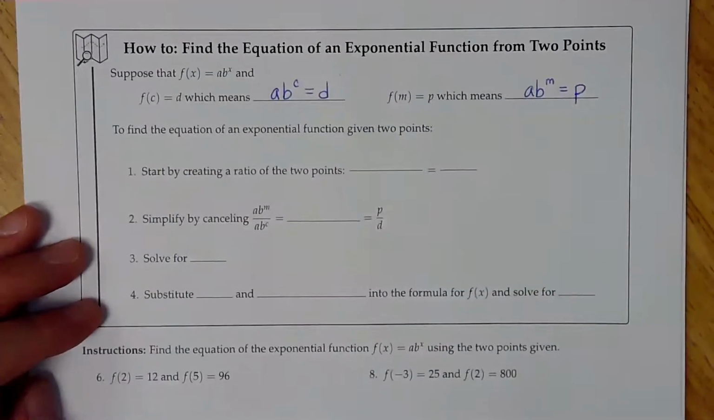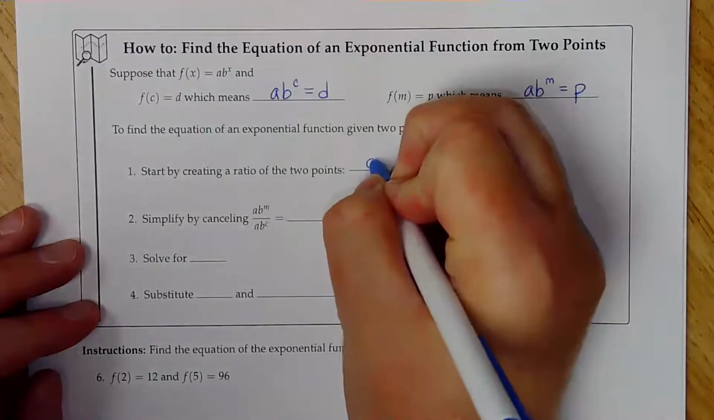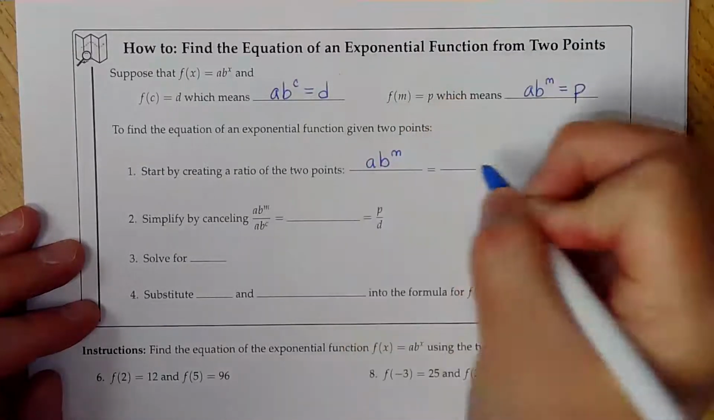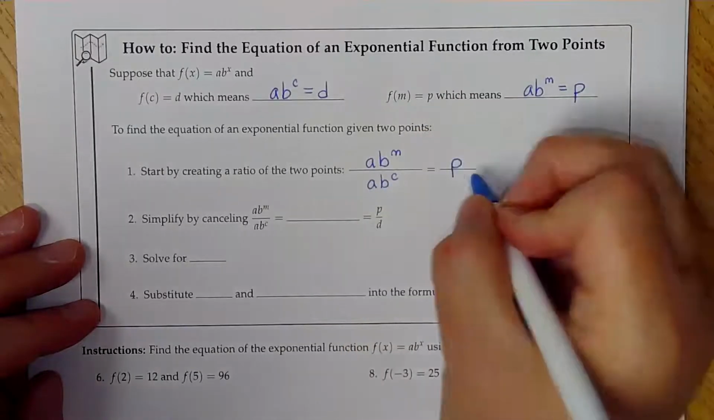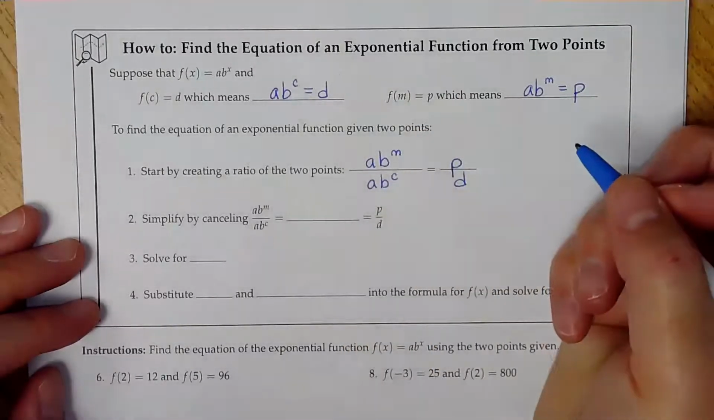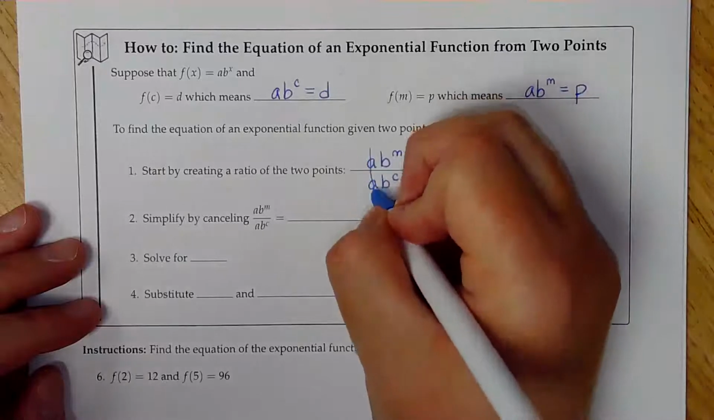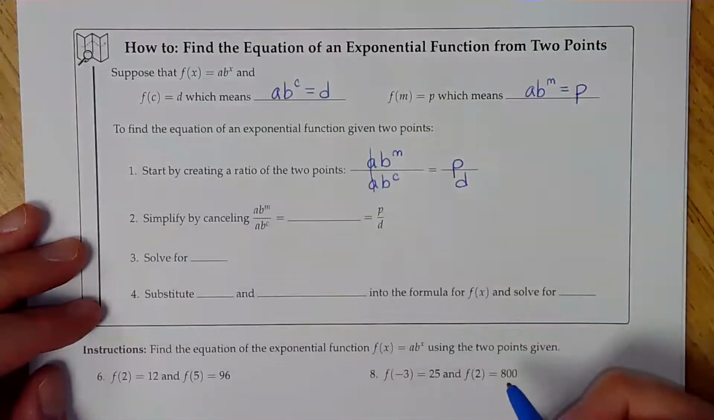All right, so your first step here is to create a ratio of the 2 points. That ratio is a common theme with exponential functions. And I'm going to do this. So I have ab to the m is equal to p over ab to the c is equal to d. Okay, and I can cross those a's out because that is the same a on both of those.